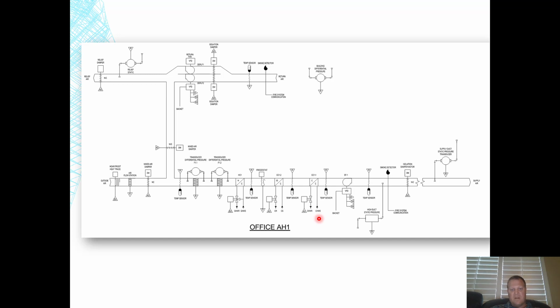CHWS, chill water supply, chill water return, and it's got a way to modulate how much chill water is coming into this coil. So we've got that coming in here, cooling off this coil. Air comes across that coil and cools off. The air cools off, and it sends cool air to the building, right? So we've got chill water supply, chill water return.